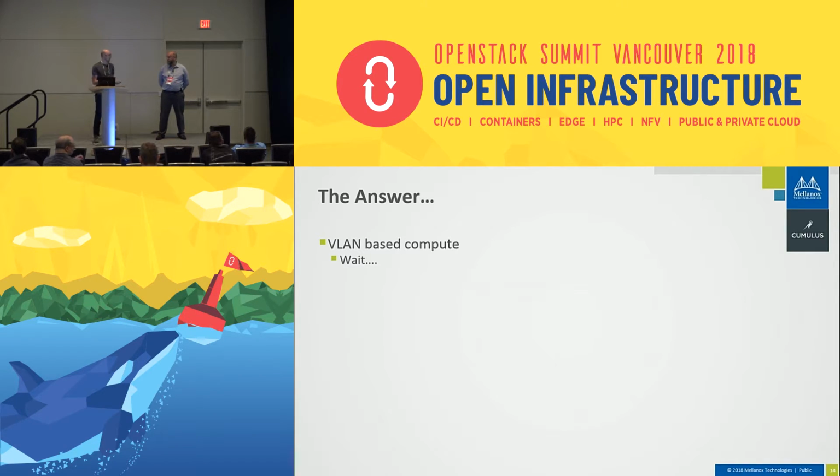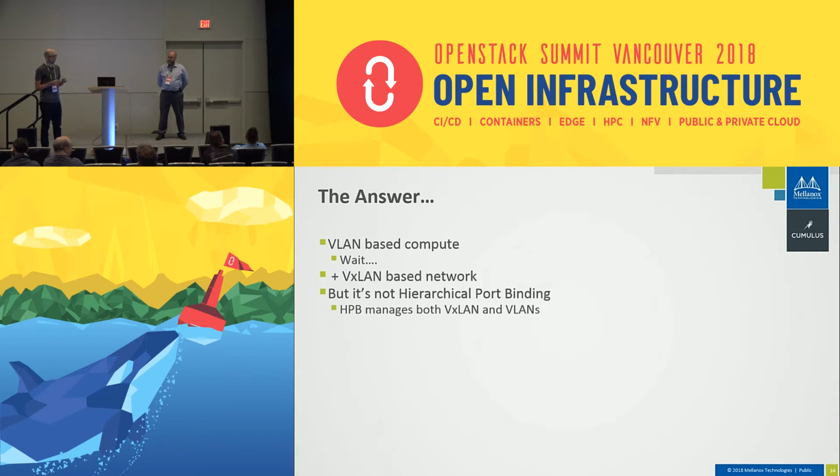And so the answer is VLAN-based compute. But didn't I just violate the prime directive here? Didn't I just say not to do this? Well, I'll do VLAN-based compute and a VXLAN-based network. But it's not hierarchical port binding, if you're familiar with this.